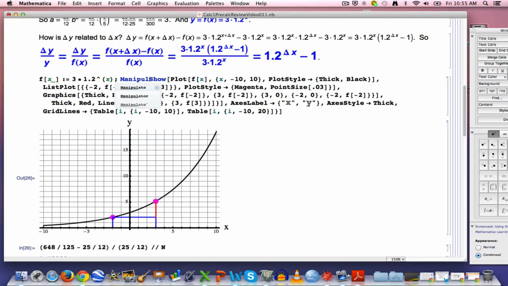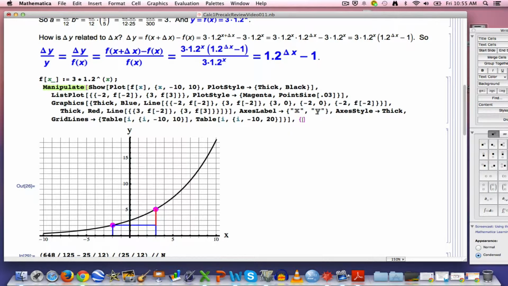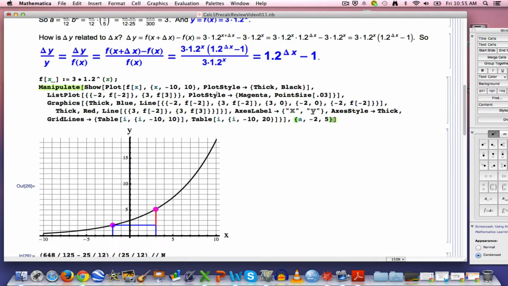I'm going to embed all this in a manipulate command. So all this stuff inside the show is going inside manipulate. Then I have a comma. You see the little red up arrow there? I need an animation parameter for manipulate. I'm going to call the animation parameter A. It's going to represent the first coordinate of the left endpoint. That's colored magenta here. I'll start it at -2 and go up to 5, say.